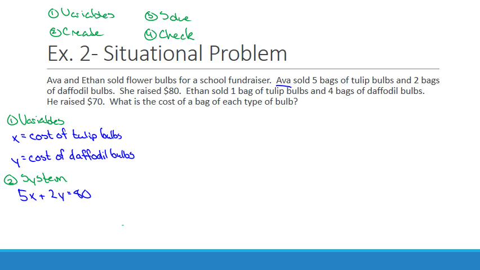So that would be my first equation, my linear equation. The second was Ethan. He sold 1 bag of tulip bulbs, so 1x, or just x, and then 4 daffodil bulbs, so then 4 times whatever their cost was, and that worked out to 70. So that is my system that I've created. So now I can solve.